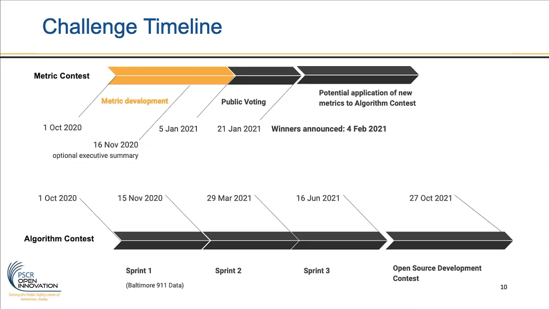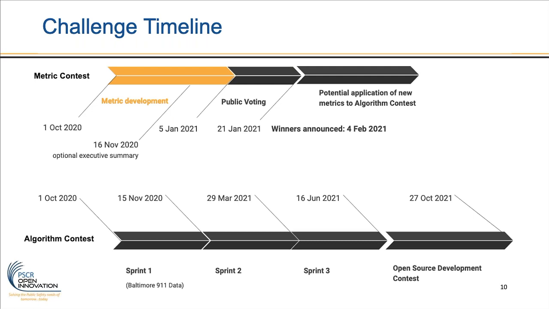Okay, so challenge timeline. What is going on overall here? Right now, you have until January 5th to think of a metric, to write it up and submit it. There'll be a couple days of evaluation. We're going to do some basic filtering on those, and then solutions will be presented for public voting.